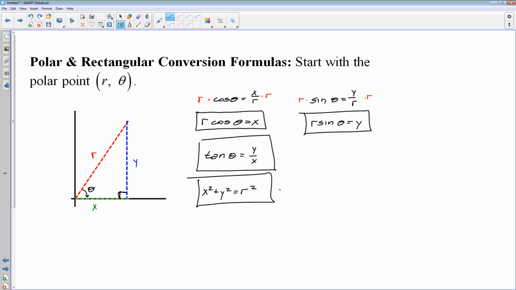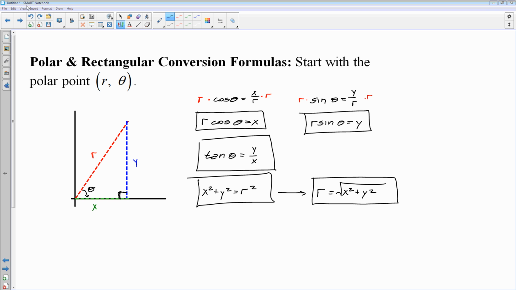And I could also have an offshoot of this one. If I take the square root of both sides, r would equal the square root of x squared plus y squared. We don't use that as much. We will use it sometimes, but usually we use this one where x squared plus y squared equals r squared. What you do not want to do, this is not the same as just x plus y. You cannot take the square root of each piece inside the radical. You have to leave it as root x squared plus y squared. Those are your 5 main conversion formulas.